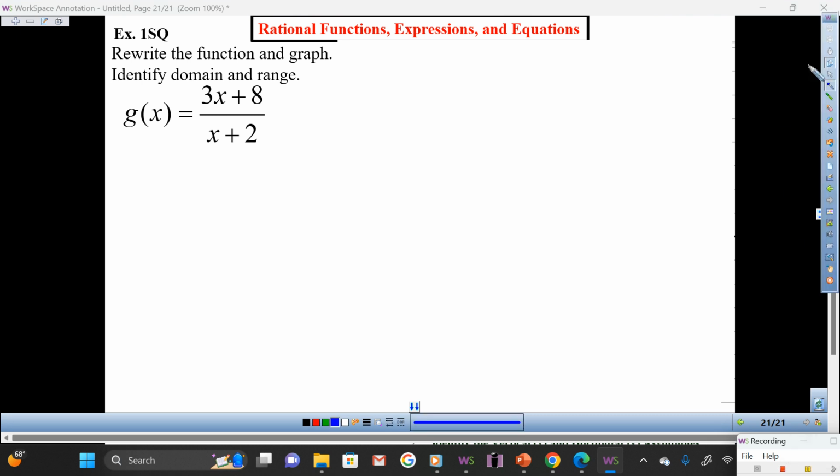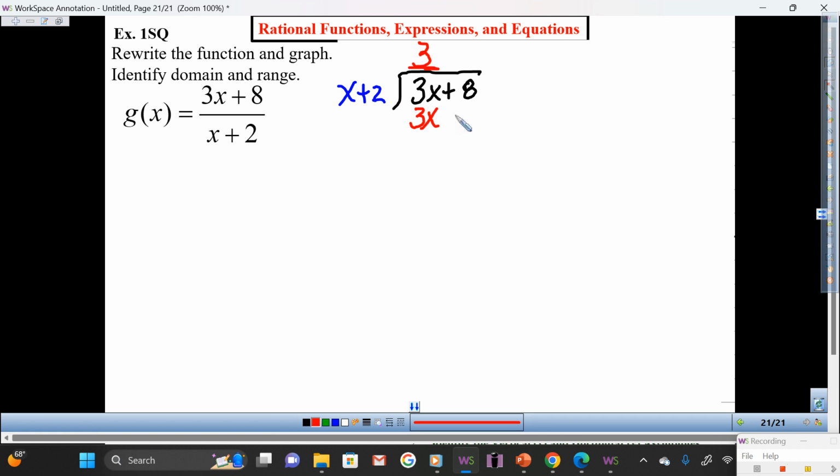All right, check with your neighbors, see where they're at so far. Here it goes. I'm going to get started. I got 3x plus 8 divided by x plus 2. All right. What number times x gives us 3x? That's 3. 3 times x is 3x. 3 times 2 is 6. We're going to subtract, distribute. So this cancels. 8 minus 6 is 2.